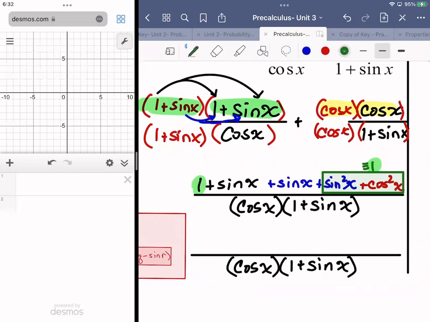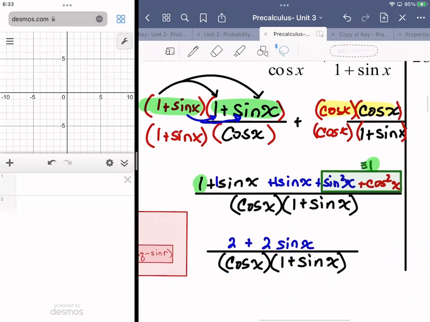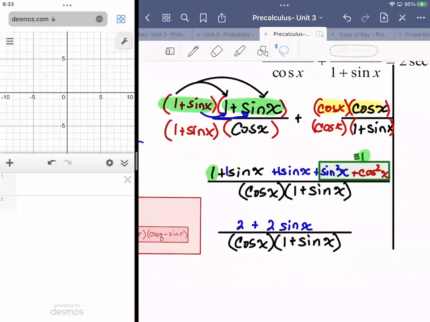Because I have 2 plus, now I have 1 sine x here and another 1 sine x there. So 2 plus 2 sine x. And believe it or not, we're in the home stretch. We have a common 2 that can be factored out right here. I'm going to pull out that 2, and that's going to give you a 1 plus sine x.